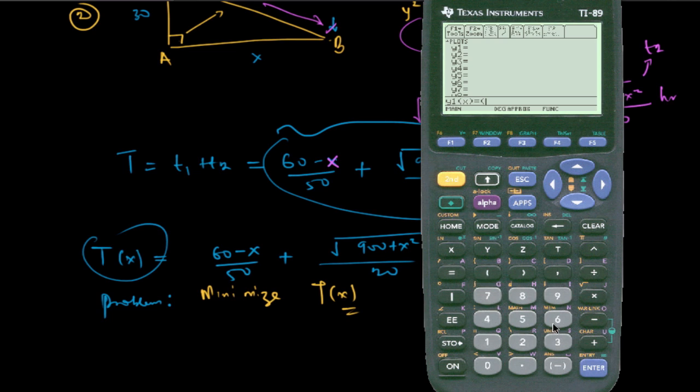So we open bracket, 60 minus x, divided by 50, then plus the root of 900. Where's the root? Oh, the second function, the root of 900 plus x squared, 900 plus x to the power 2. So we close bracket, divided by 20, and then we punch enter. So this is our function here, 60 minus x divided by 50 plus root 900 plus x squared divided by 20. So we want to minimize this function.